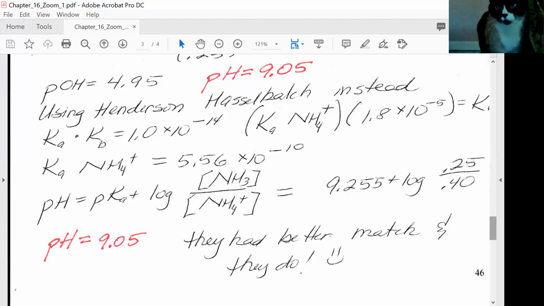So when I do these questions, if someone doesn't force me to use the ice table, I just go straight to the Henderson-Hasselbalch equation and use that. So unless you are specifically asked to do an ice table, feel free to go ahead and use the Henderson-Hasselbalch equation.